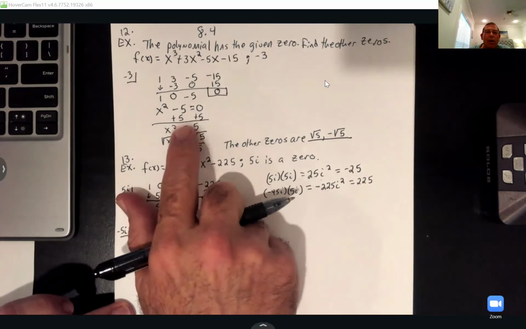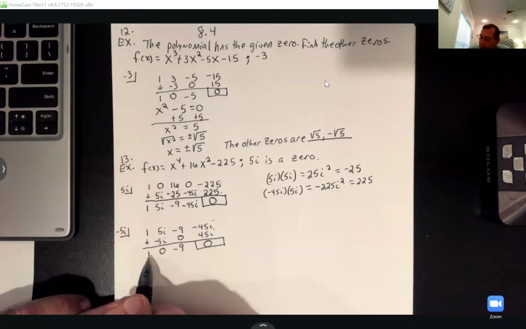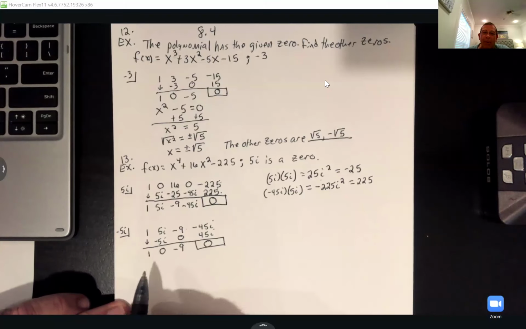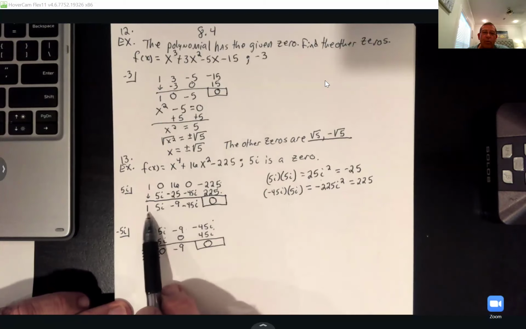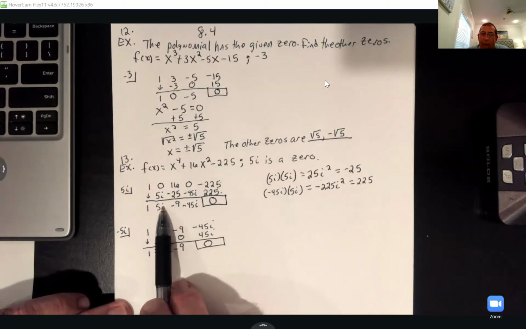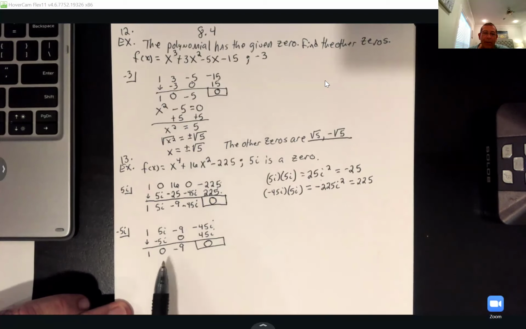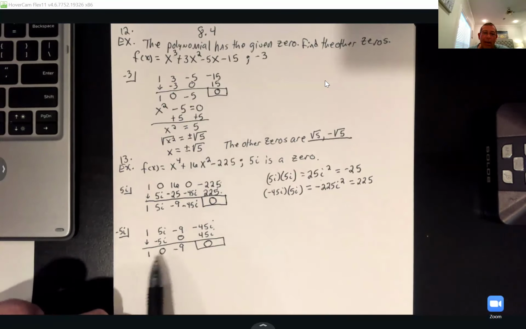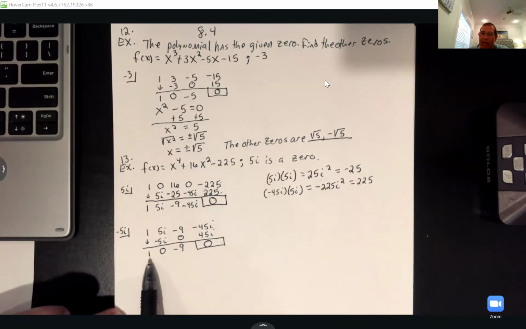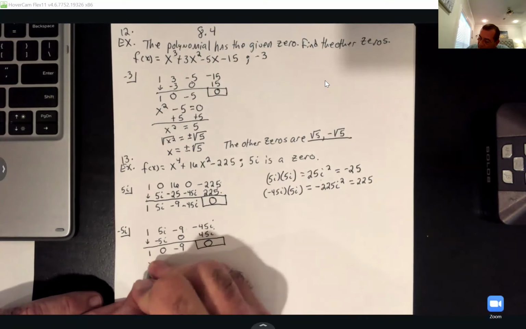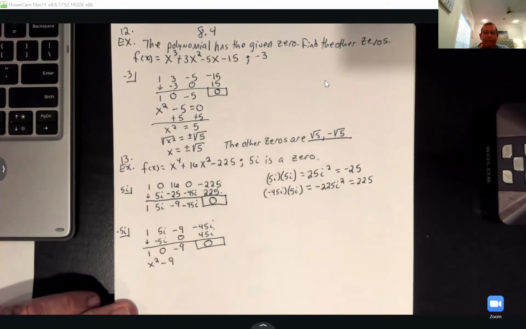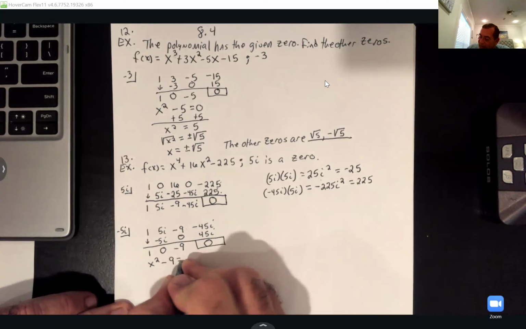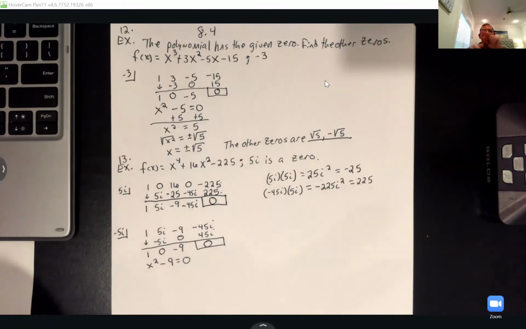We can do our quadratic stuff. So now remember, this started with an x⁴. These 3 coefficients were x cubed, x squared, x, and my number. These 3 will be x squared, x, and my number. So I got 1x², 0x, minus my 9. I can now set that equal to 0 and get my last 2 zeros.